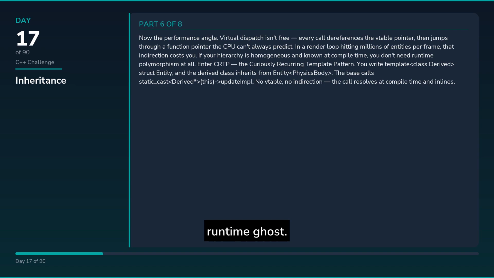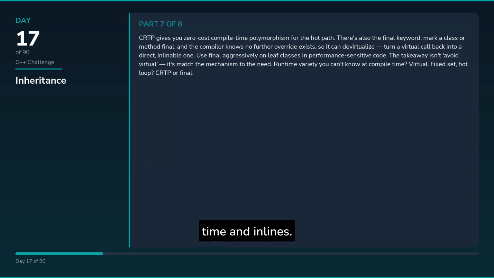You write template<class Derived> struct Entity, and the derived class inherits from Entity<PhysicsBody>. The base calls static_cast<Derived*>(this)->update_impl(). No vtable, no indirection, the call resolves at compile time and inlines. CRTP gives you zero-cost compile-time polymorphism for the hot path.